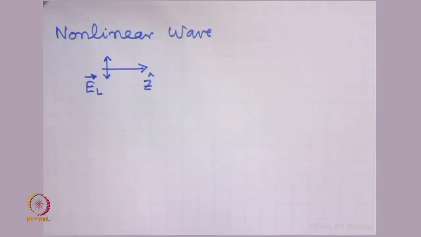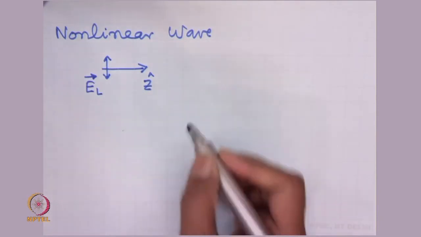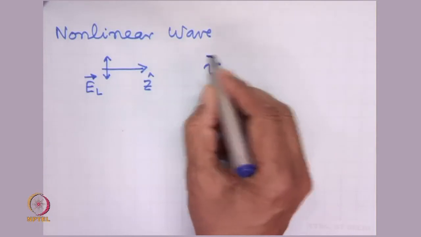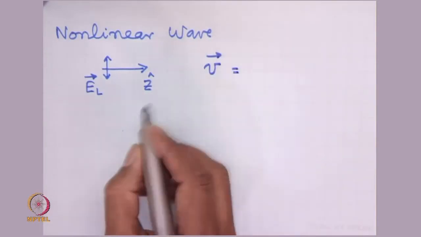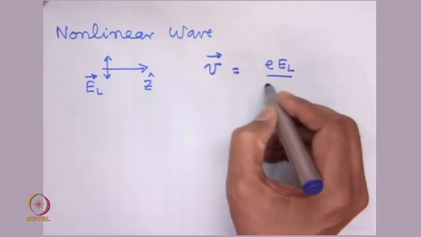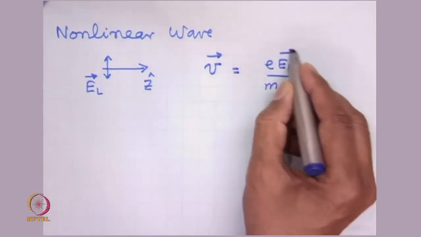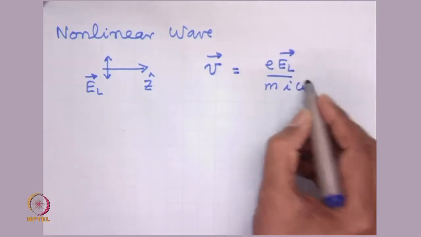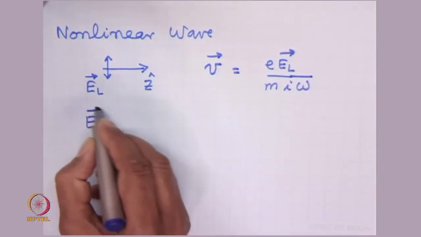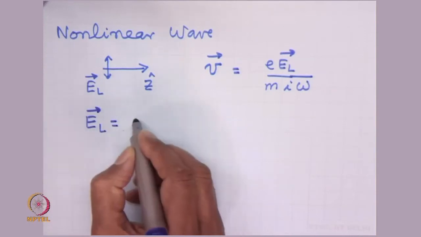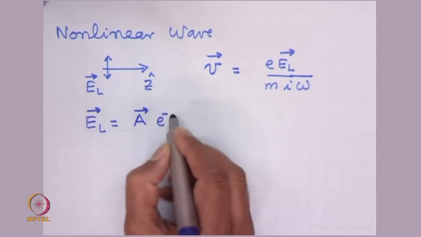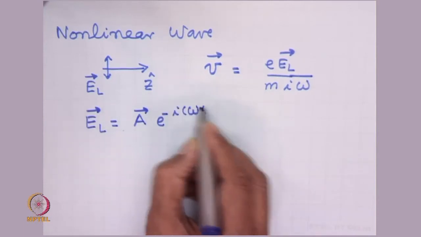When the wave acquires large amplitude, it will give a large oscillatory velocity to electrons, which we have already learned is equal to eE over m into i omega, where I am assuming that my laser field goes as some amplitude A exponential of minus i (omega t minus kz).